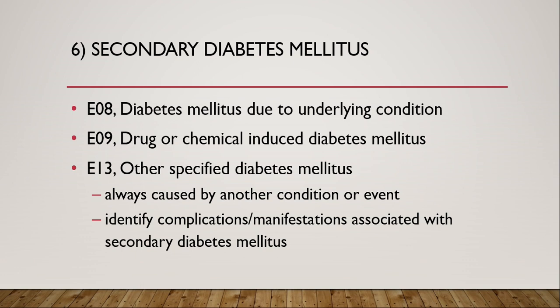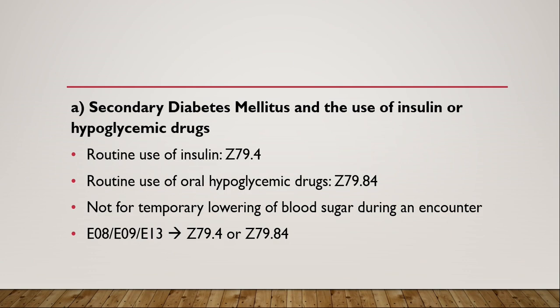Next, we have E13, other specified diabetes mellitus. It is always a secondary code. It can never be a primary because E13 is always caused by another condition or event. It only happens due to another condition or event. A common example is if the patient undergoes a pancreatectomy. This is secondary diabetes mellitus, and the use of insulin or oral hypoglycemics. We're done with this. The use of Z79.4 and Z79.84.